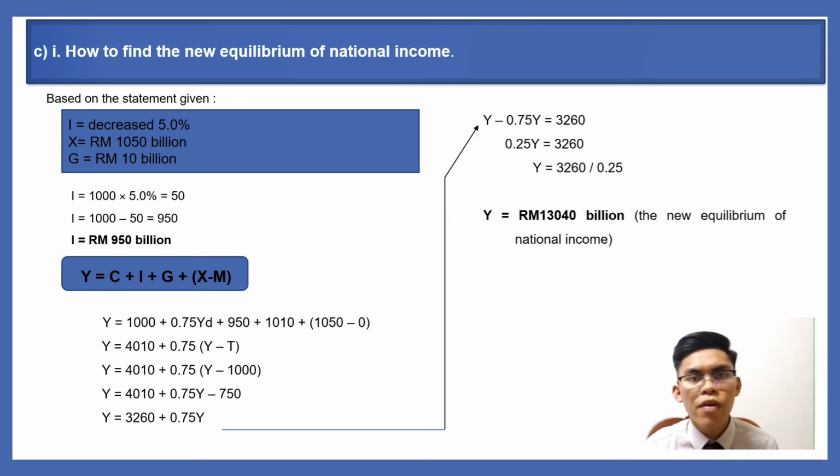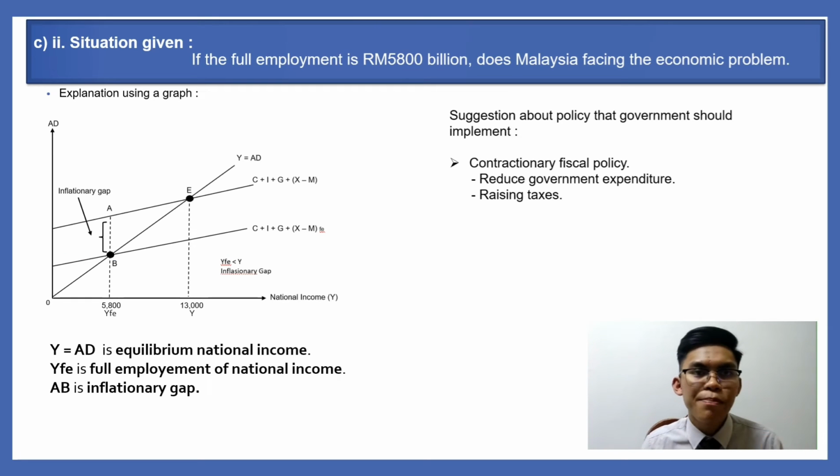Before that, you must know the consumption function is still the same. So after you do the calculation, you will get the final answer, Y equals 13,040 billion, which is the new equilibrium of national income. Okay, for question B, the equilibrium is achieved when Y, which is national income, equals aggregate demand, which is AD.